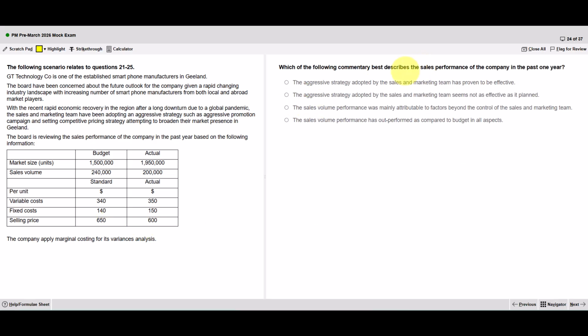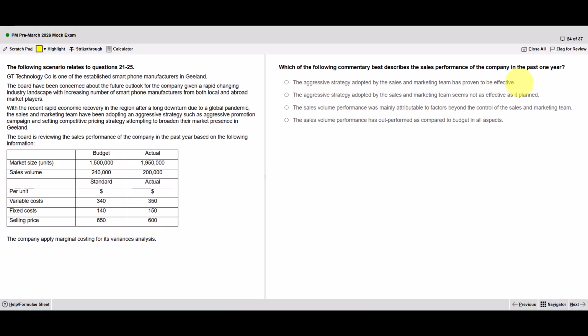Which of the following commentary best describes the sales performance of the company in the past year? So the first two mention the aggressive strategy, and it says here they've adopted an aggressive strategy such as aggressive promotion campaign, competitive pricing strategy in an attempt to broaden their market presence in Geeland. Has that aggressive strategy proven to be effective? Well, even without doing the calculation, we can see that the market size has increased, but their volumes have decreased. So in a growing market, they've done less well, despite dropping their price.